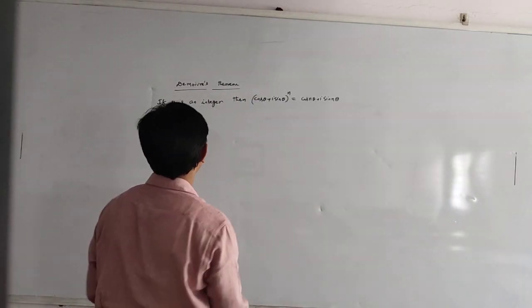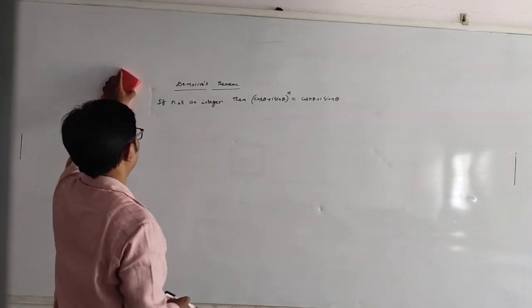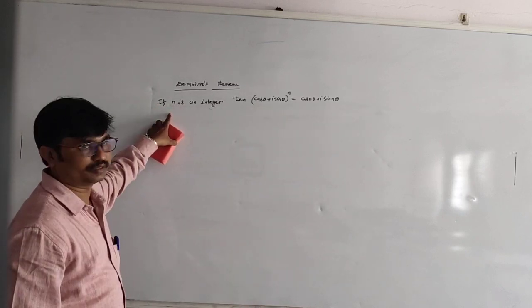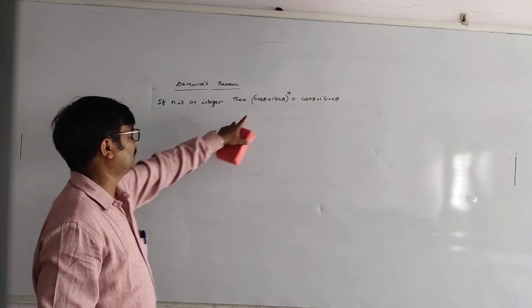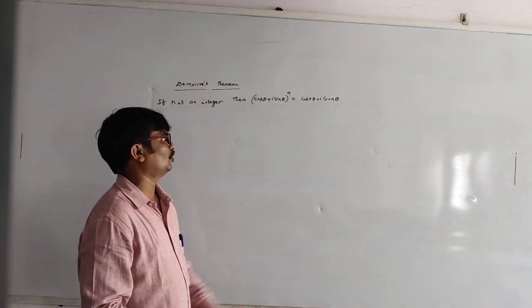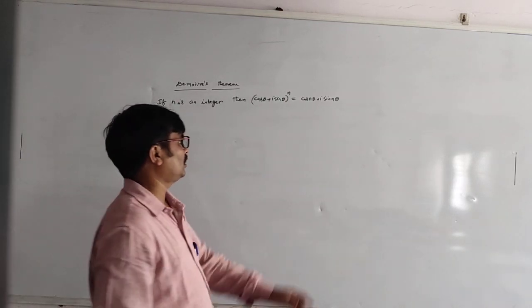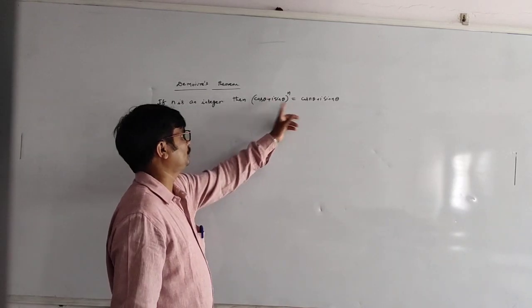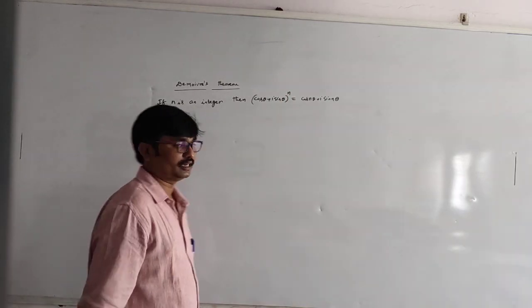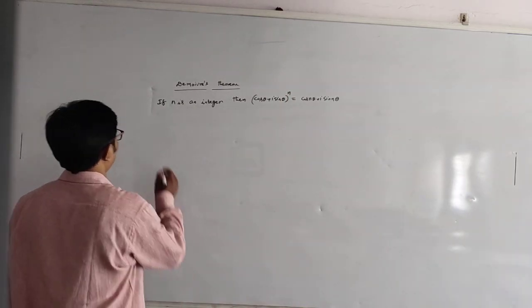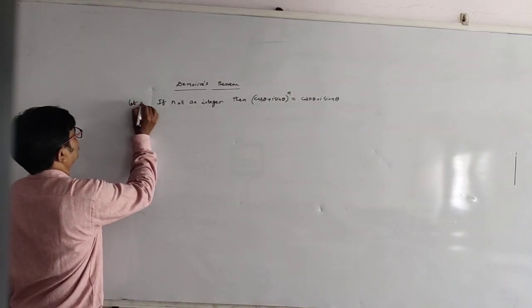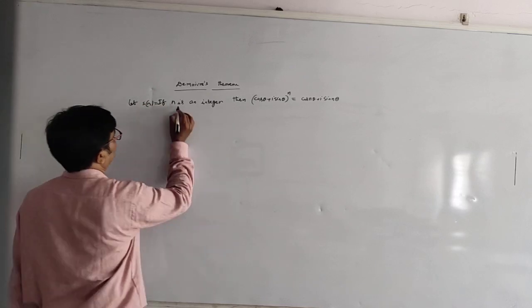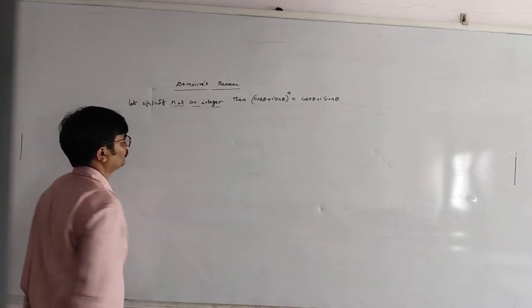Here, dear students, n is an integer. Then (cos theta plus i sin theta) whole power n is cos n theta plus i sin n theta. Let the statement be taken, S of n, where n is an integer.